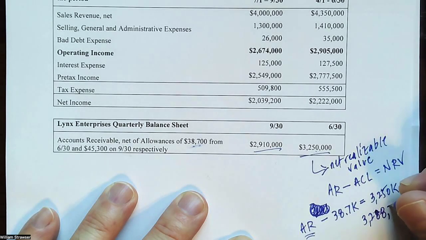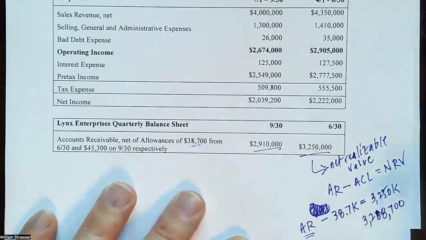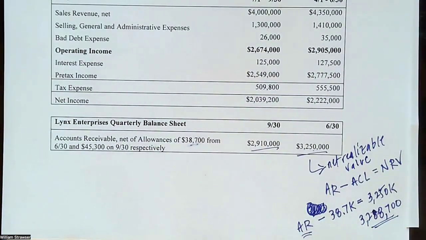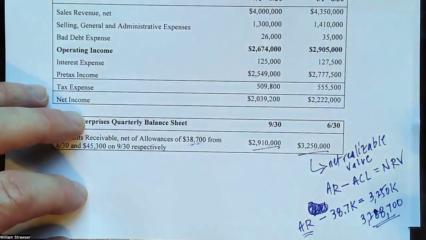8.7. That took me just a second because I kept, never mind. So yeah, 3,288,000. $3,887,000. 3,208, 3 million. I can do this. $3,288,700. There we go. Get my brain online here.